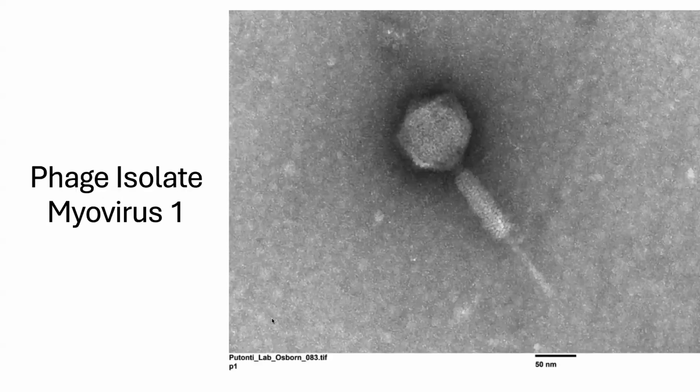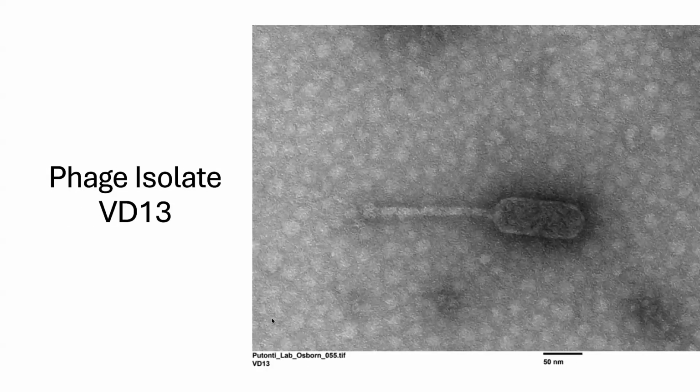We also did the same for all of our phage. So this is phage isolate myovirus 1. And it's just to reorganize your thoughts on how the phage look. We have the capsid up here. We have a sheath over the tail, and then we would have the base plate here and then a tail spike. And because there is that sheath over the tail, this is a myovirus phage.